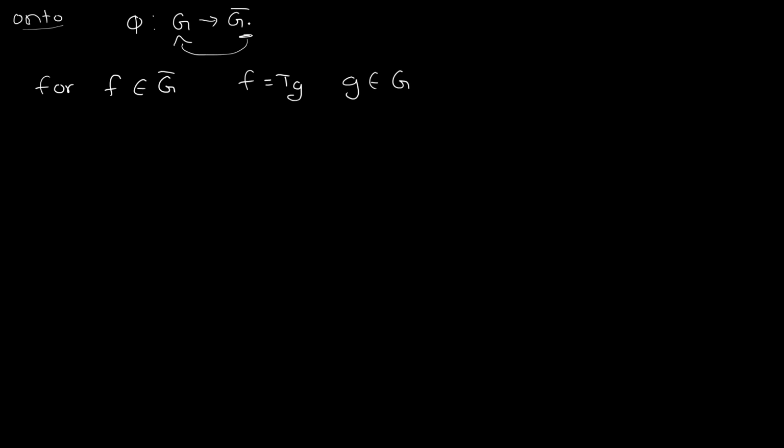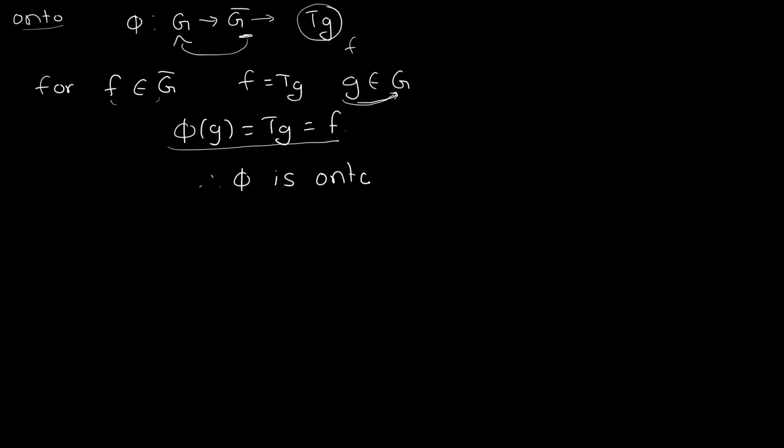Next I have to show that phi is onto. So phi is from G to G bar. I'll take some element over here and show that there exists some g over here. So I'll take some function f belonging to G bar, and define that f equals some Tg for g belonging to G. Because all the elements in G bar look of the format Tg, Tg1, Tg2. So whatever random function f I take, it should look of this form. Now I know that phi of g equals Tg, which is equal to f, where this g belongs to G. That means for any f belonging to G bar, there exists a g belonging to G such that this happens. Therefore phi is onto. So that has been done.